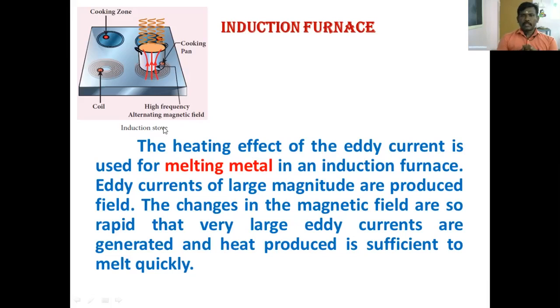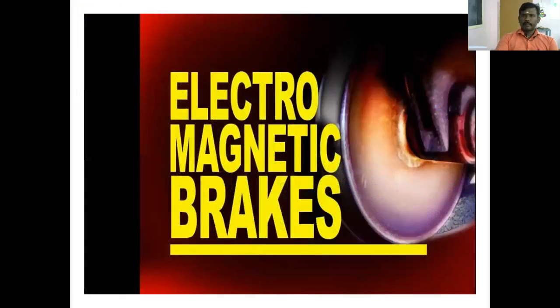In the induction furnace also, it produces a high frequency, high magnetic field variation in a fraction of a second. So it produces a very large amount of eddy current, and that eddy current is used to generate heat energy. That heat energy is sufficient to quickly melt any metal. So that is the use of eddy current in the induction furnace.